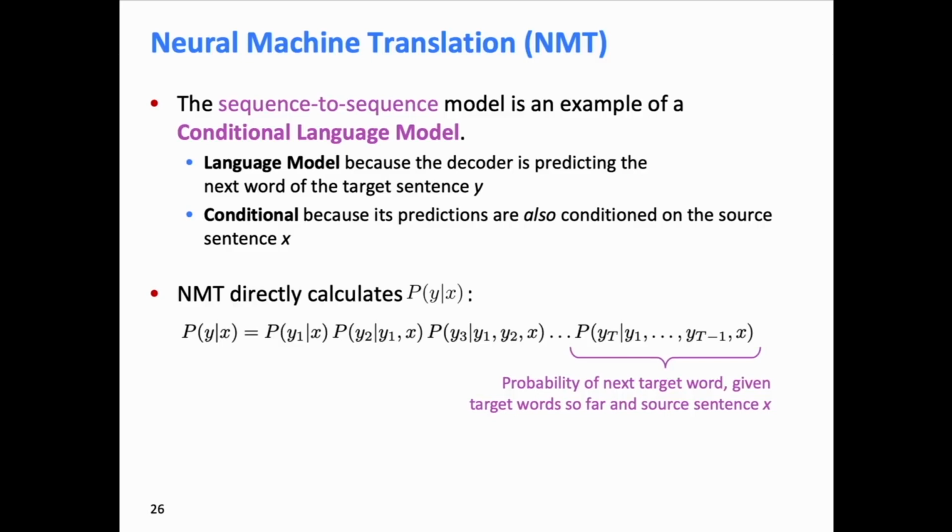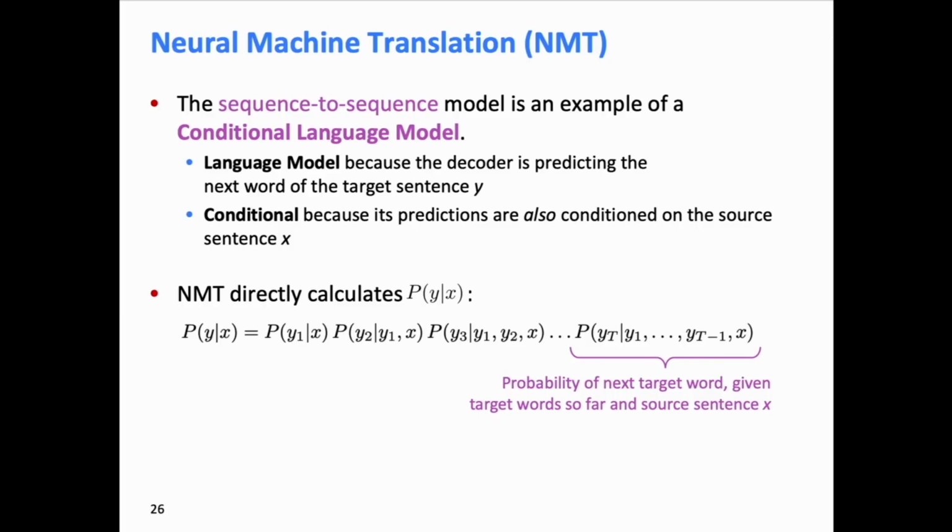So in fact, you can see that each of the terms in this product on the right are probabilities of the next target word given all the ones so far and also the source sentence. And that's exactly the conditional probability that your language model produces. The reason I'm highlighting this is because in SMT, we didn't directly learn the translation model P of Y given X. We broke it down into smaller components. Whereas here in NMT, we are directly learning this model.